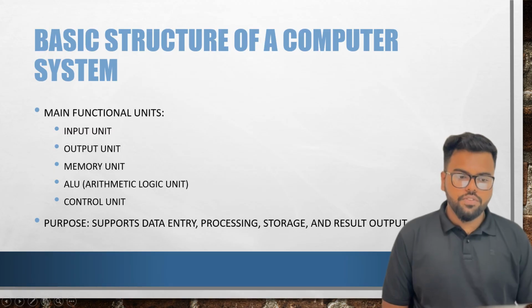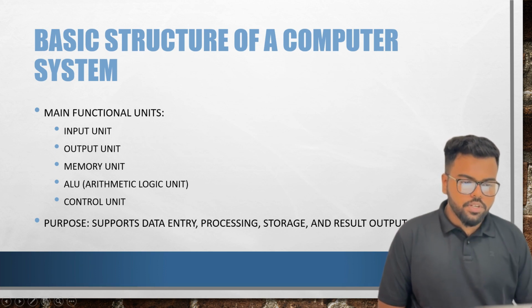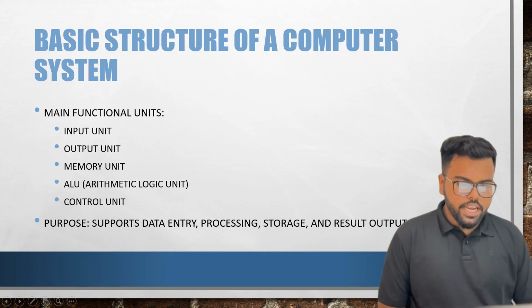Right. First of all, we have to know the basic structure of a computer system. We describe the basic structure of a computer system. A computer consists of 5 main functional units. First one is the input unit, which takes data into the system. Second one is the output unit, which displays or transfers process results. Third one is the memory unit, which stores both instructions and data.